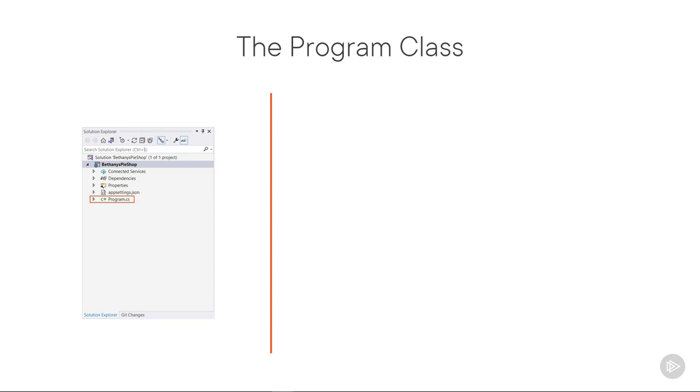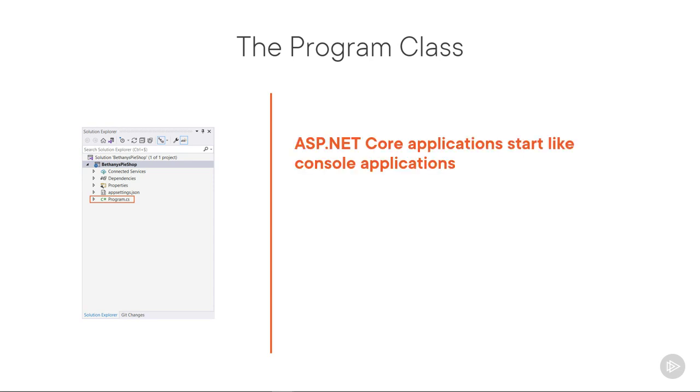ASP.NET Core 6 applications start and run like a console application. This may sound a bit weird, but yes, each ASP.NET Core application is in fact a console application, and therefore it contains a main function that will execute.